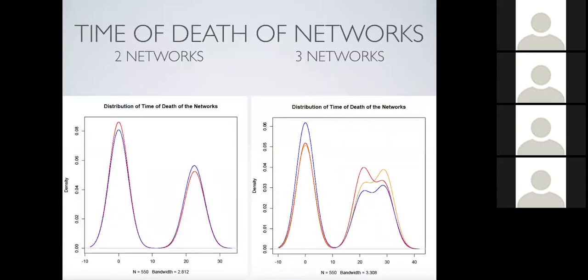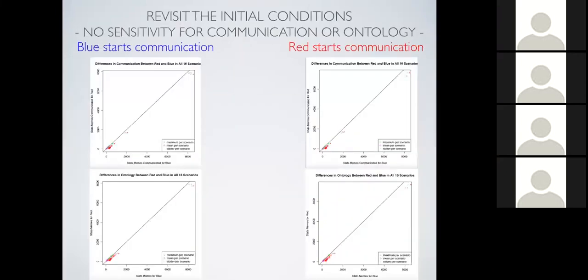So again, some other variations on this simulation is whether it's sensitive to the initial conditions, meaning that does it matter which network starts communicating first? And actually it does not. It only matters just a little bit for which network is going to live longer and which not. And the network that is going to live longer is the one that starts communicating, but the difference is very, very, very small.